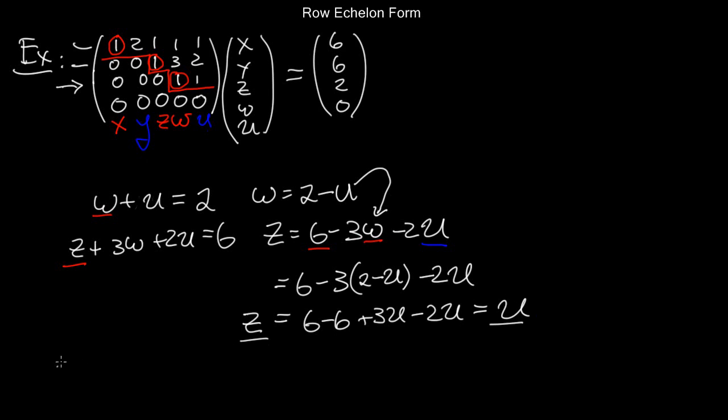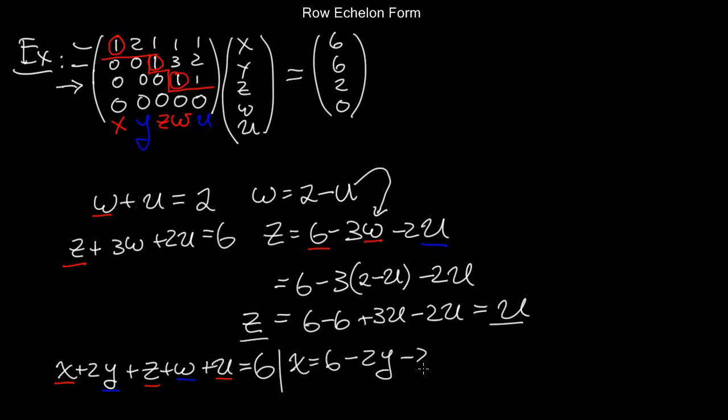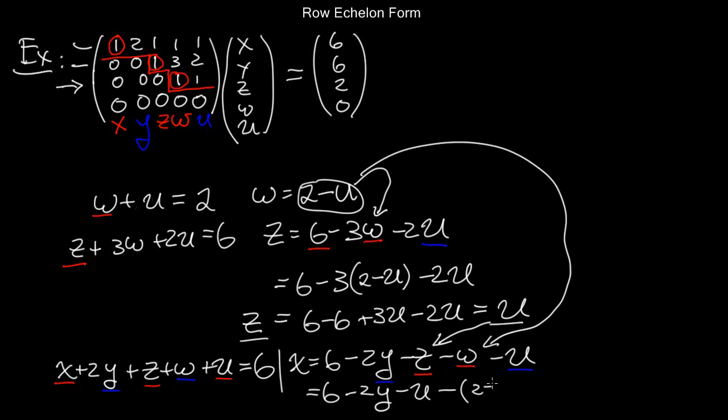All right, and then you go back to the very first equation. x plus 2y plus z plus w plus u is equal to 6. And bring everything but the x to the other side. x is equal to 6 minus 2y minus z minus w minus u. And y and u are free, and the z and w I know from back substitution. z is equal to u from the line one above, so I plug that in, get minus u, minus w, which is from the first thing I did, 2 minus u, so I plug that in here to get 2 minus u.